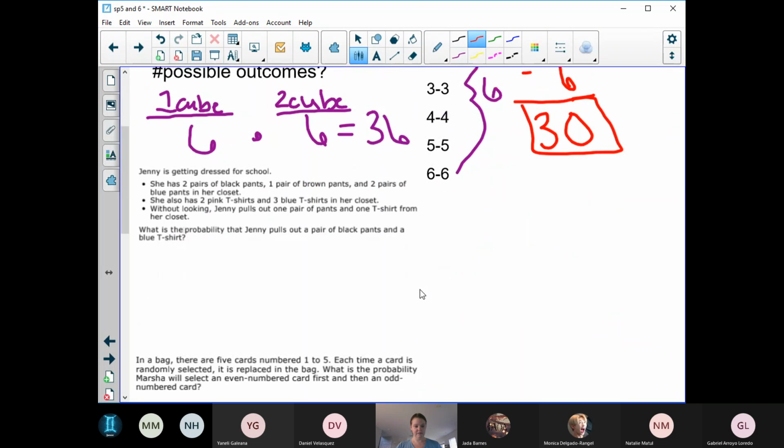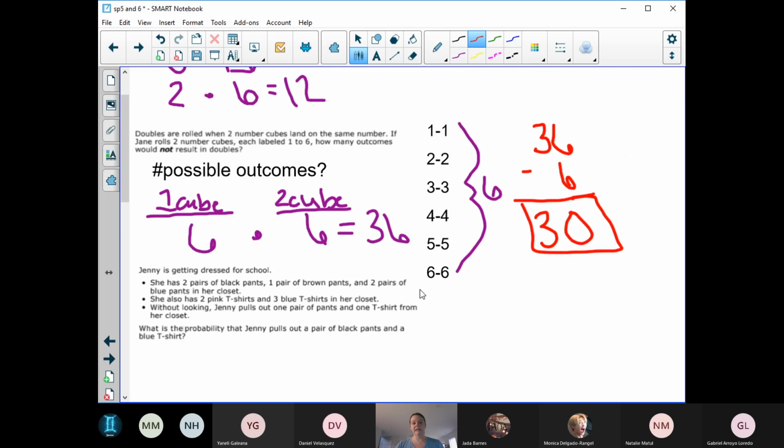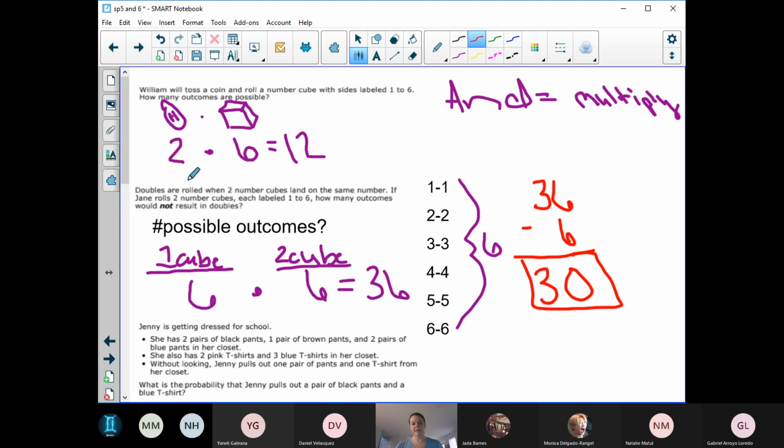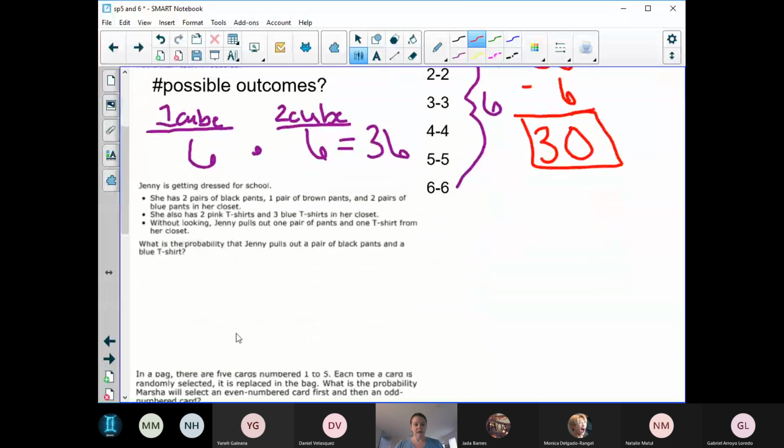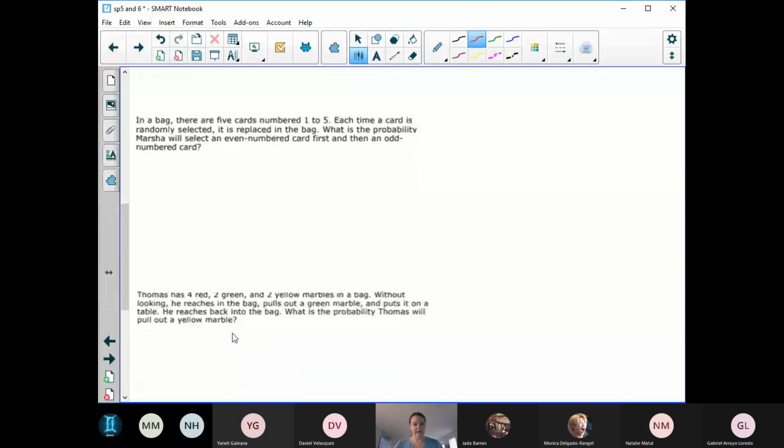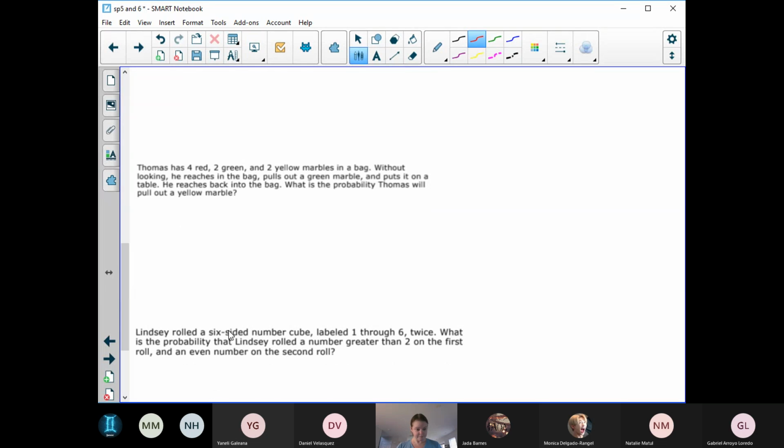All right. Any questions about how to find the possible outcomes by multiplying with the fundamental counting principle? Okay. All right, let's do a quick review of with replacement and without replacement.